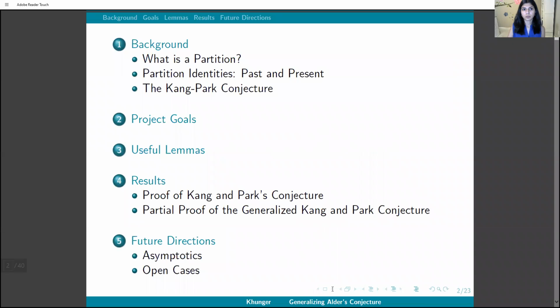To give you an overview of what we'll be talking about today, first we'll look at some background, including what an integer partition is, as well as the Kang and Park conjecture. We'll look at some project goals, some useful lemmas, the results from this research, and then finally some future directions.